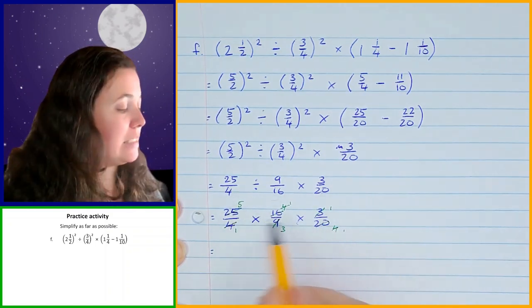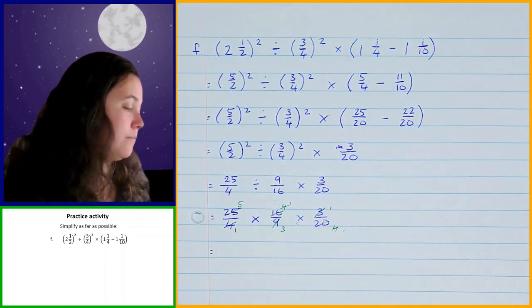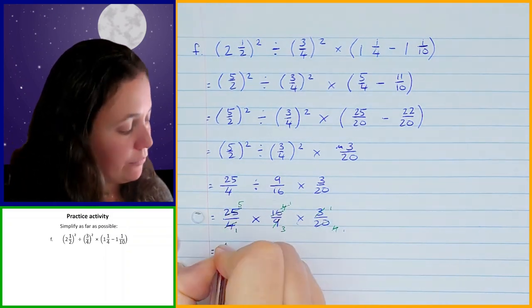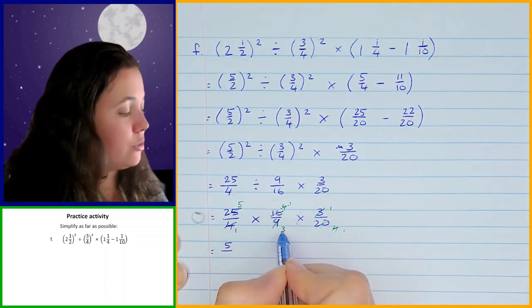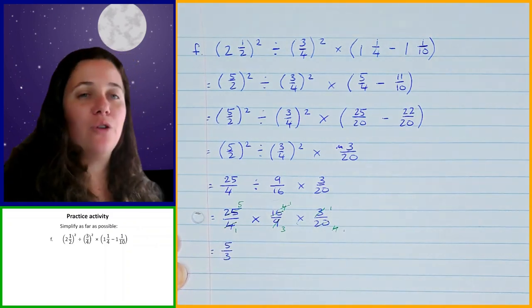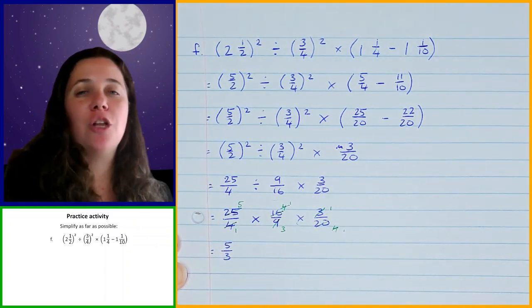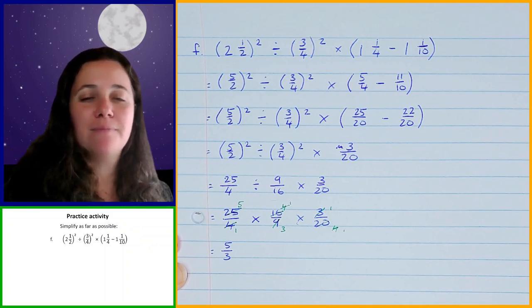So in my numerators, I've got 5 times 1 times 1. And that leaves me with 5 in the numerator over, in the denominator, 1 times 1 times 3 is 3. So for that question, you should have got 5 over 3. And that is how we calculate problems with common fractions involving mixed operations.